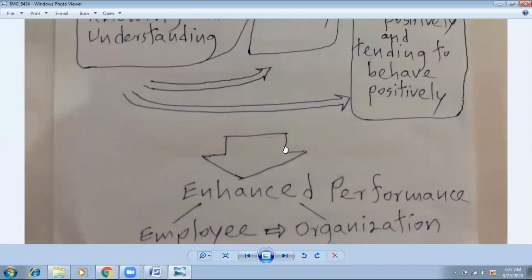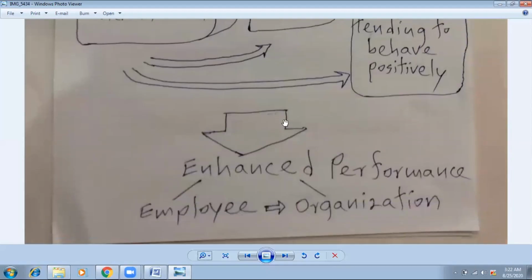Okay. Then enhanced performance. Employee performance, we want to enhance, and subsequently we want to enhance organizational performance. If we can improve employee performance, then that will result in increasing organizational performance. So the primary purpose is to increase organizational performance through enhancing employee performance, right?